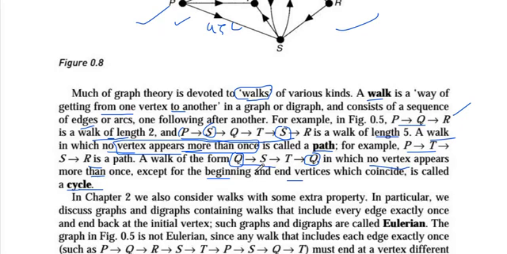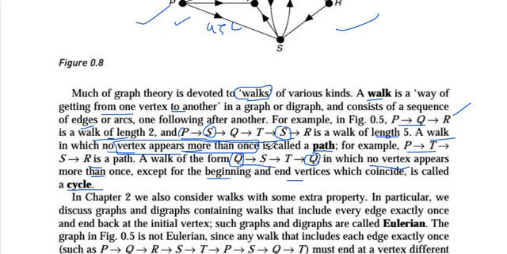A walk: we only have to go from one vertex to another vertex, which has no condition. Simply one vertex to another vertex. But a path is called that where no vertex appears more than once. A vertex has to appear only one time. And then a cycle: no vertex appears more than once except the beginning and end.